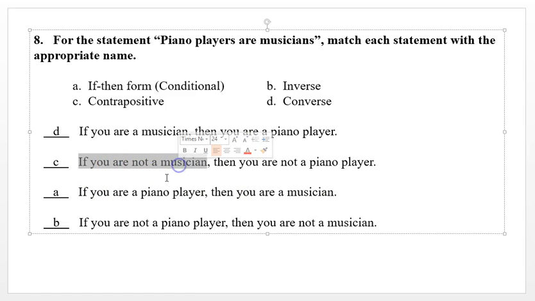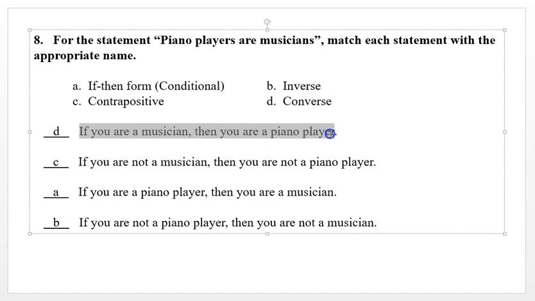If you are not, oh, hold up. This one right here. If you are not a musician, then you are not a piano player. Sorry, I said nots in there. Did not mean to. If you are a musician, then you are a piano player. That's it. Contrapositive. This is one I was trying to read, but not the correct one.